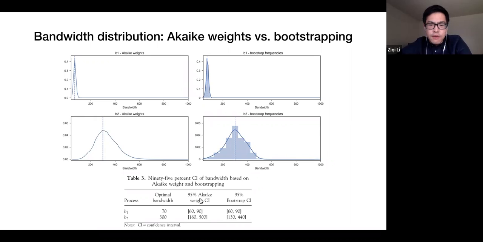And from the 95% confidence interval, we can also see that for the process B1, it's quite similar, a little bit different from the process B2. But considering the bootstrap only uses 1,000 samples, it might not be very accurate, and also these are two different methods. But we can see that using AIC weights can measure the bandwidth uncertainty without doing so much computation.